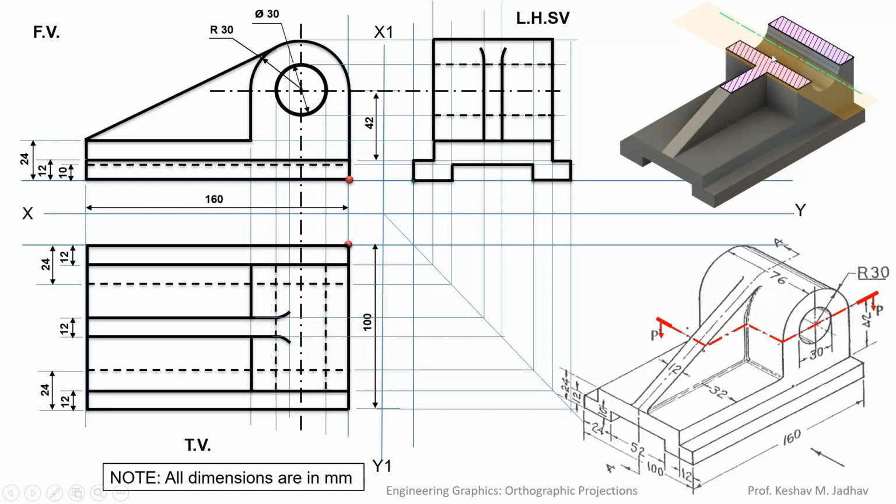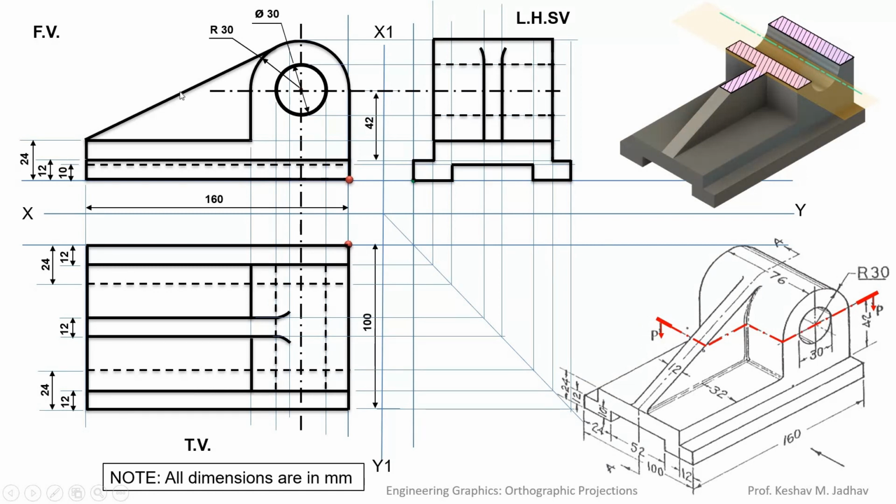This cut portion is observed in the top view. So for this cutting plane PP, we have to draw a sectional top view. This cut portion we have to draw in the top view with section lines, that is hatching lines. Before drawing the sectional top view, first we have to locate the cutting plane in the front view and in the left hand side view. This cutting plane is passing through the center of this circular hole.